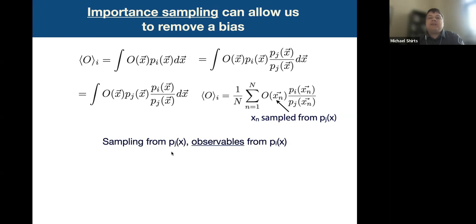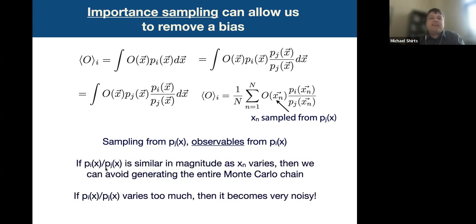So we're sampling from one distribution, we're getting observables from PI. If I want to get properties of my other distribution, I can take that biased sampling I did, which did visit both minima, along with a bunch of other places as well, and multiply it by this ratio, and I should be able to recover the averages. I should be able to recover information about the original potential. So if this ratio is similar in magnitude as Xn varies, we can avoid generating a whole new Monte Carlo chain. We can go backwards and look at it. If it varies too much, it becomes pretty noisy, and we'll see this in a second.